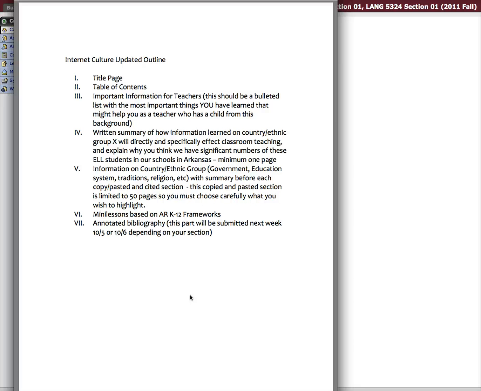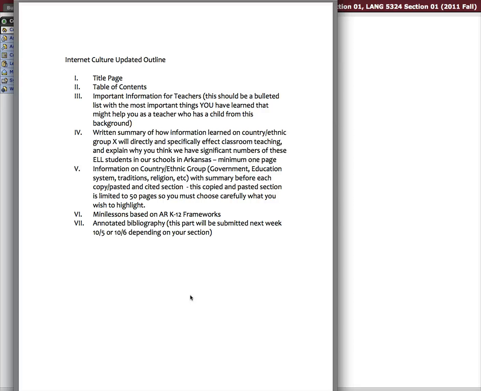What this is, is your understanding from what you've learned, from what you've read, from what you've seen. You've put together some pertinent information that would help you as a teacher if a student from this culture or this background came into your classroom. So you can see that's written there. So again, it's your synthesis. It's what you're figuring out, what you think is important.